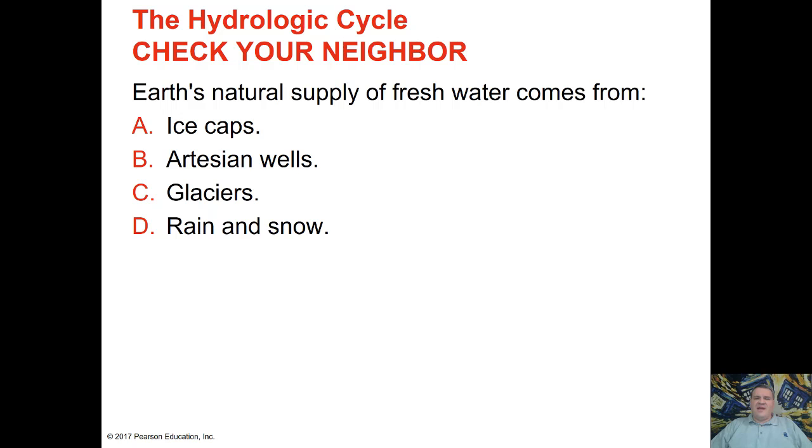All right, here's our first question for today. Earth's natural supply of fresh water comes from A, ice caps, B, artesian wells, C, glaciers, or D, rain and snow. Go ahead and think about it, and we'll discuss it in just a second.